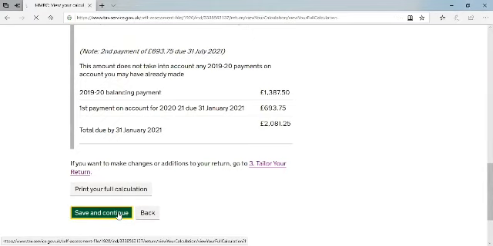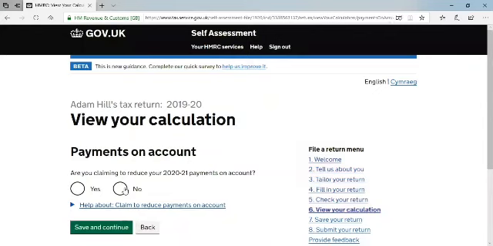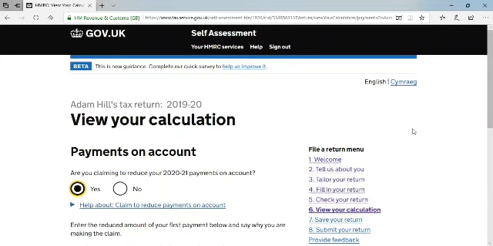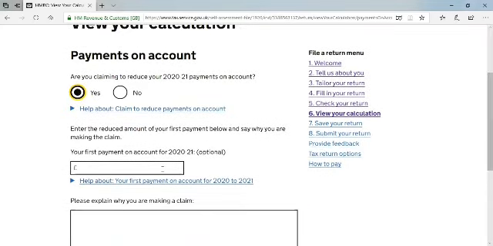If you save and continue, are you claiming to reduce your 2021 payment on account? So if for any reason you don't think you're going to have as big a tax bill next year, you can amend it here. So let's say you want to get rid of that payment on account completely. Let's put 0 in here and tell them why you're claiming to reduce that payment. They're going to want a good reason.